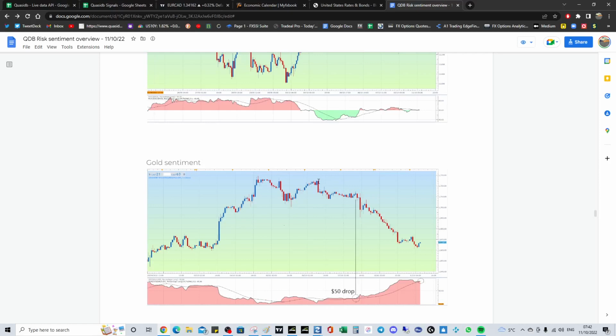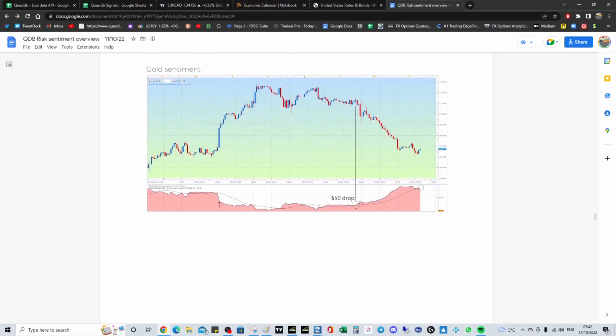Yeah, it could have been like a $60 or $70 drop just from using this indicator. So it pays for itself. Well, in fact, it's free. So, you know, you've got to get the trading station.